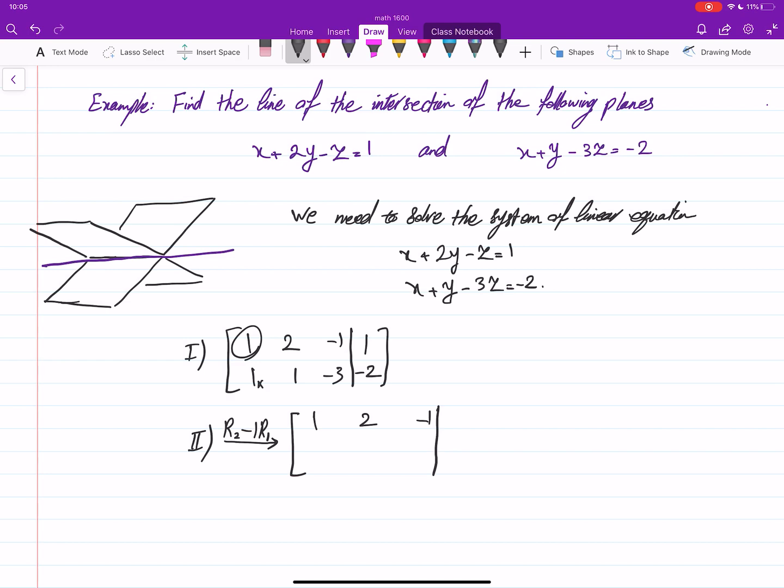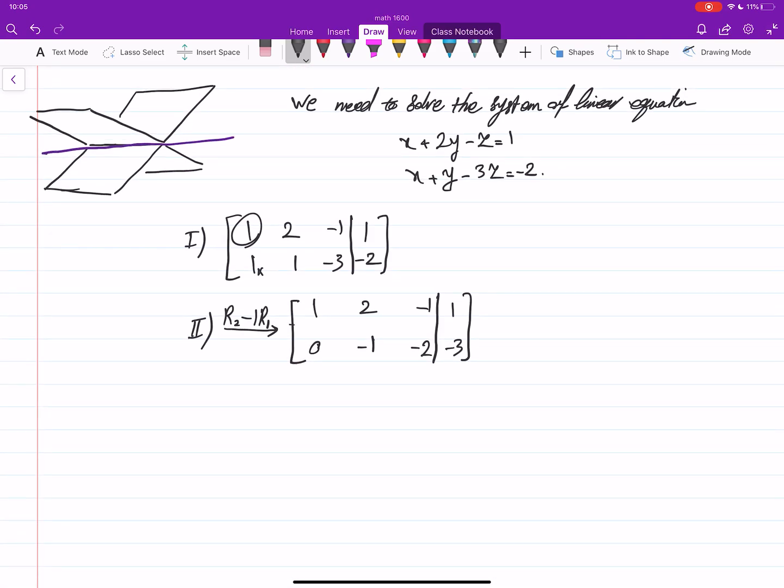This is what we have. 1 minus 1 is 0. 1 minus 2 is negative 1. Then negative 3 minus negative 1 is negative 2, and negative 2 minus 1 is negative 3. So we're done with the first row. The second row is done, and this is in row echelon form. That's the second step. The third step is to write back the equations: x plus 2y minus z is equal to 1, and minus y minus 2z equals negative 3.